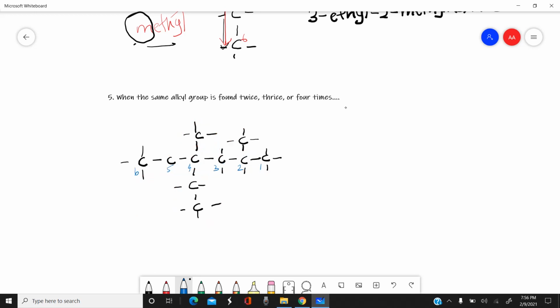Now let's start naming. This side chain has one carbon, so methyl. This has two carbons, so ethyl, and this has one carbon, so methyl. So when naming, do it according to alphabetical order. This has E and these have M. So E comes before M, so 4-ethyl.